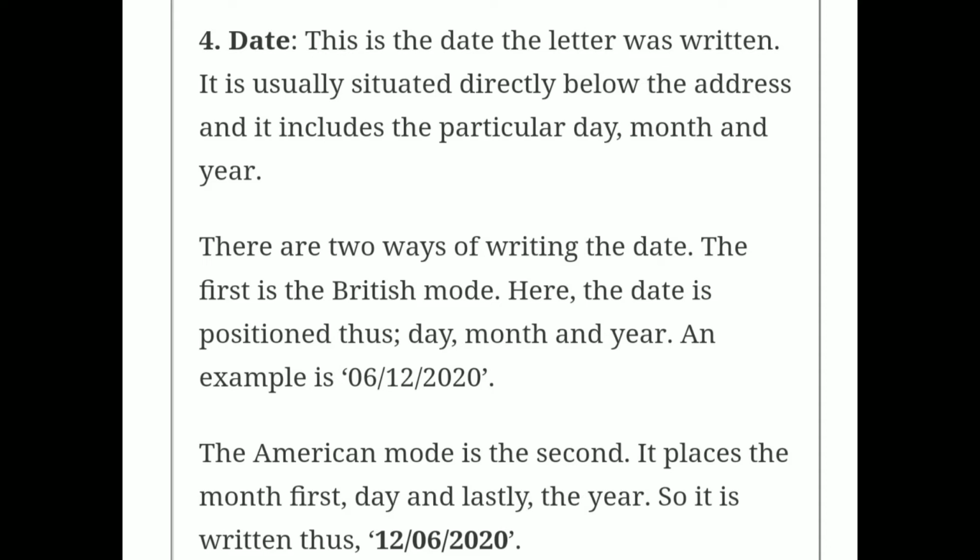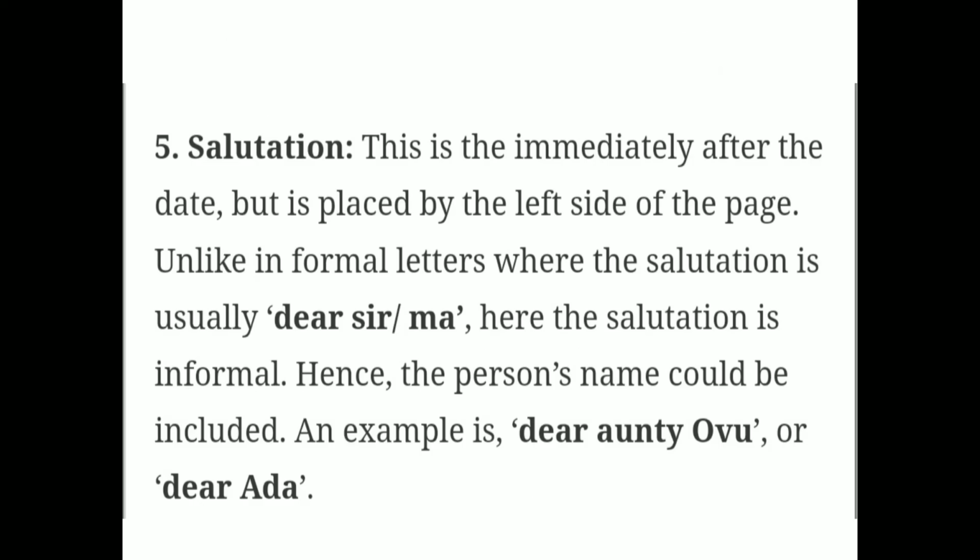And the next one is salutation. The salutation means greeting. This is immediately after the date, but it is placed on the left side of the page. Unlike in formal letters where the salutation is usually dear sir or madam, here the salutation is informal, hence the person's name could be included. For example, dear Kiran or dear any other name.